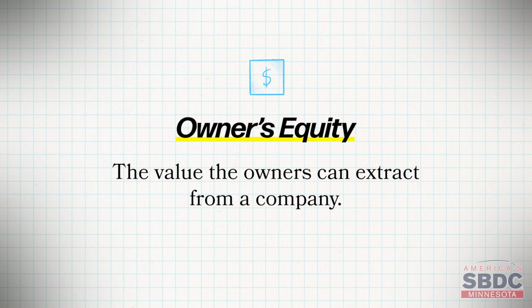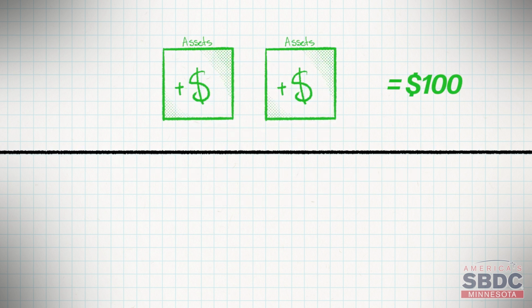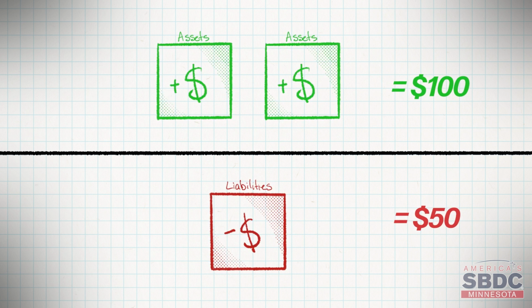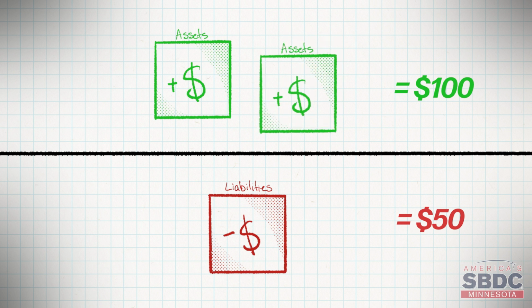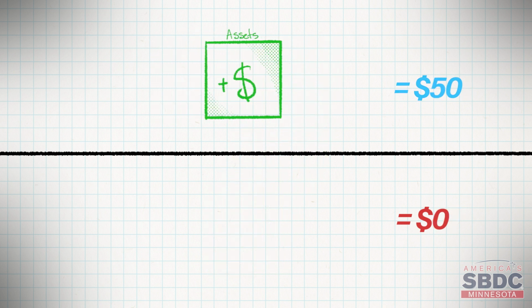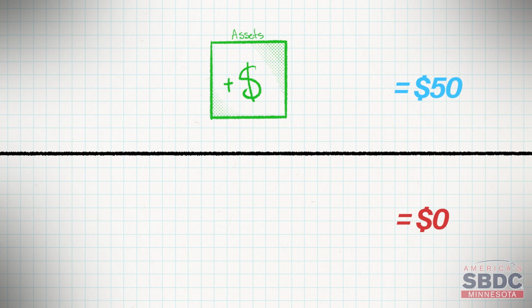Think about it this way. If a firm had $100 in assets and $50 in liabilities, what amount could the owners extract from the business if they closed it today? Well, they would use the $100 in assets to cover the $50 in liabilities, leaving $50 in owner's equity.